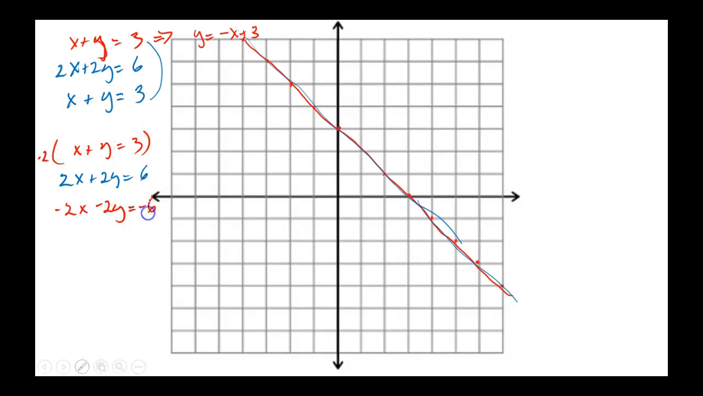Equals -6. And then we can add the two equations together like we did before, because this way we can eliminate. But what happens? You get 0 plus 0 equals 0, okay? Obviously, you get an identity there. The left-hand side is always equal to the right-hand side, no matter what x's and y's you put in, okay?